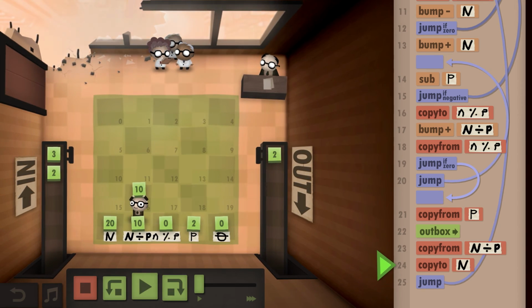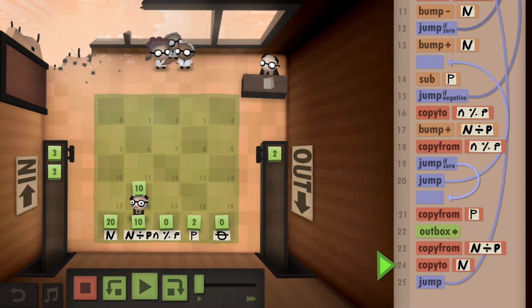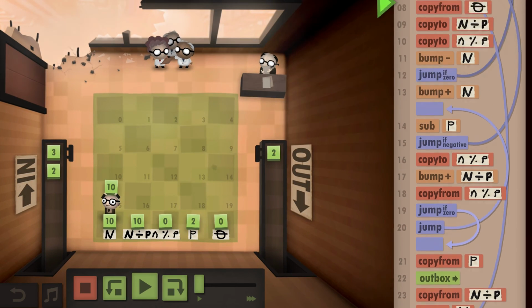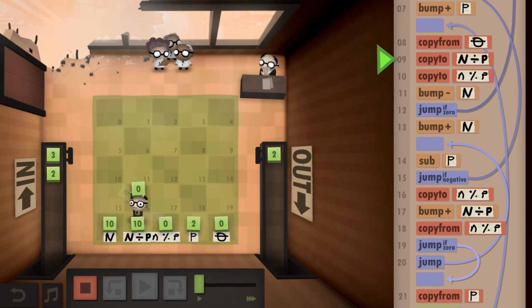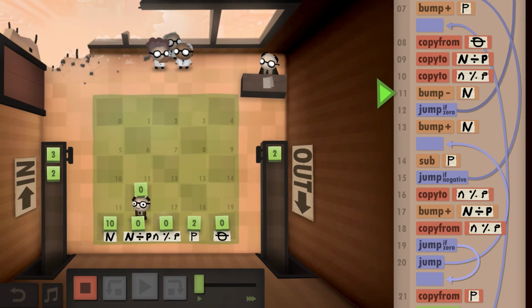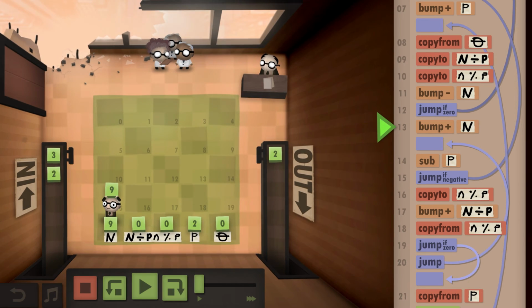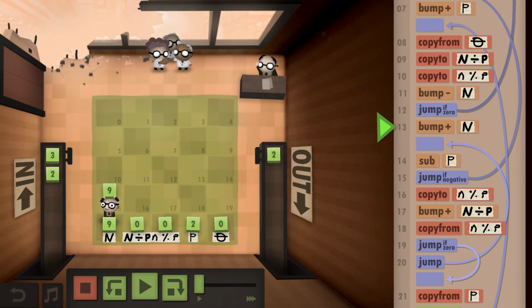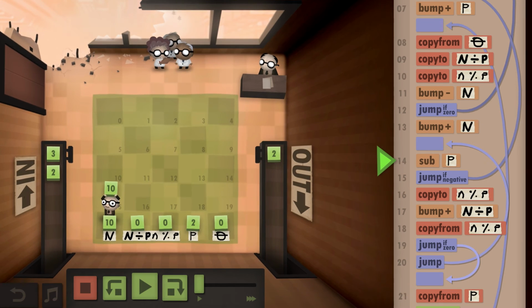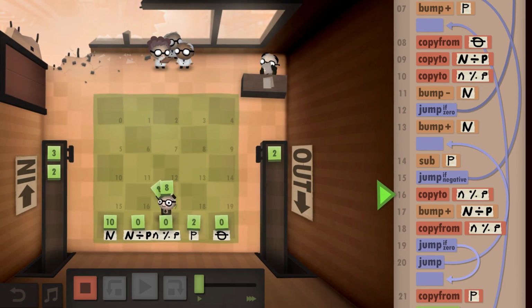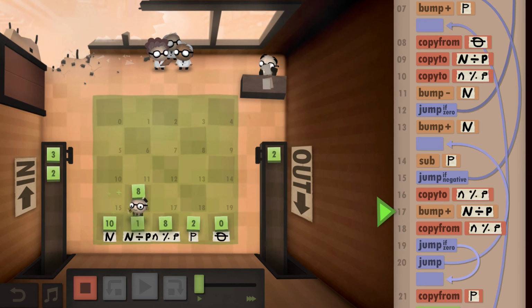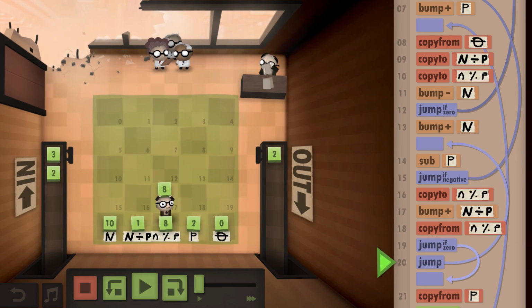Okay, now we're going to copy the n divided by p value on over to n, and essentially do this over again. More or less. So it's not 0 yet, so we know that needs to go back up, and we need to now find out the next factorization of it. So we're going to keep doing this over and over again.